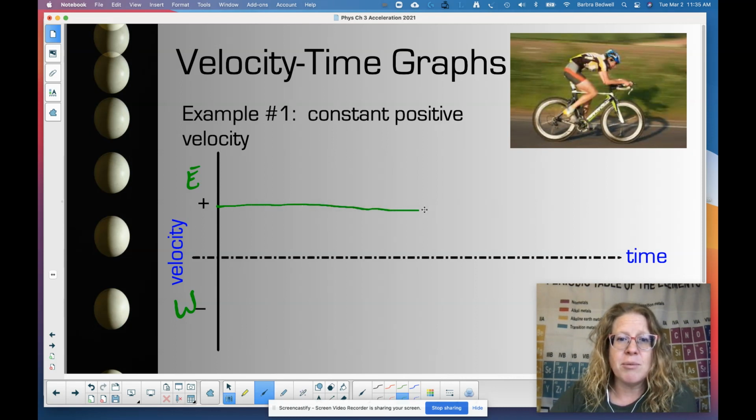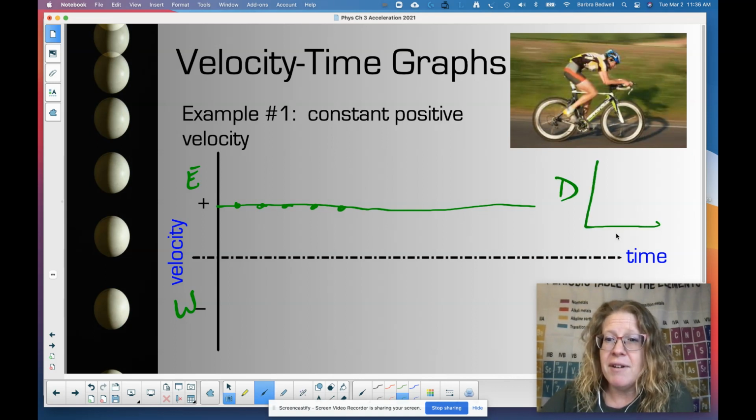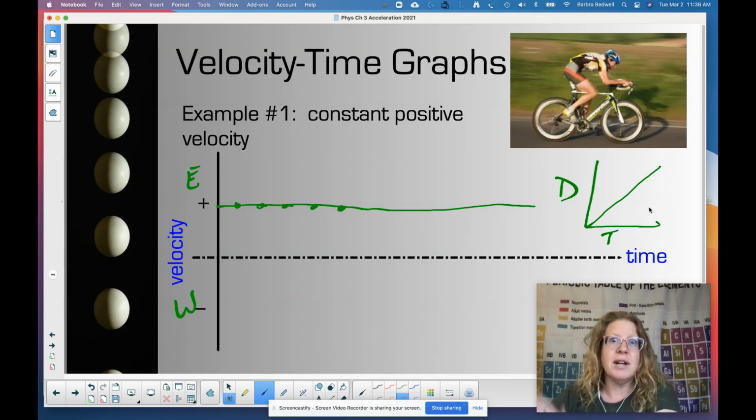If I can draw this actually relatively straight. Like that, right? He's going 10 meters per second, 10 meters per second, 10 meters per second, right? He's still moving. Remember, his DT graph, if we did this, would be going like this. He's going 10 meters per second, but he's going at an interval all the time. He's covering distance each time.